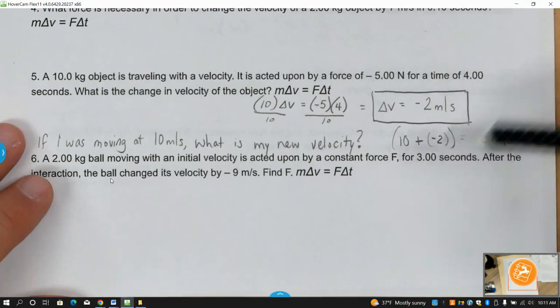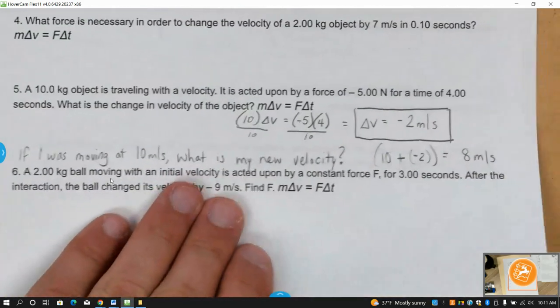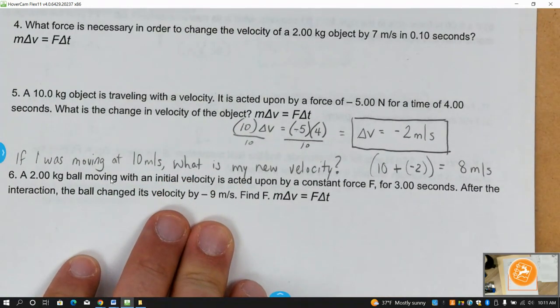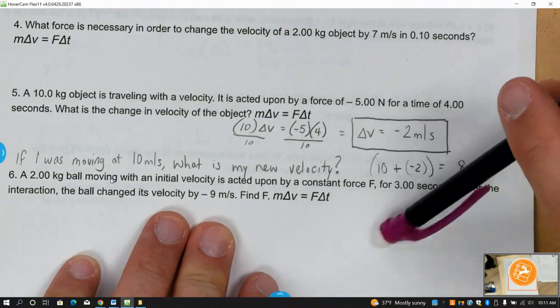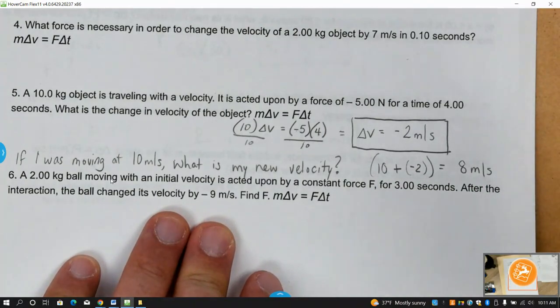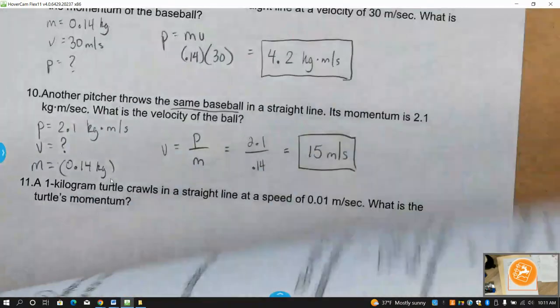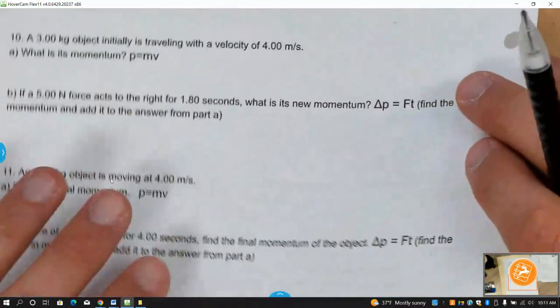You can figure out what delta V is because of time. Again, you can have a negative force or a negative velocity. You can't have negative time or a negative mass. So let's take a flipper.